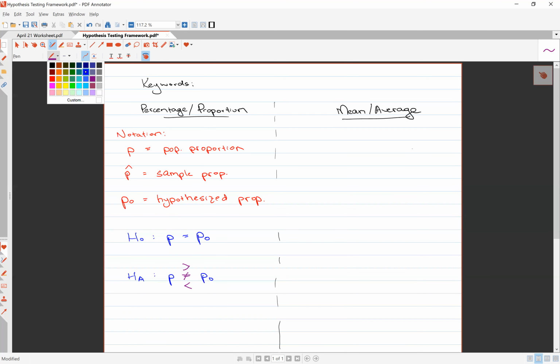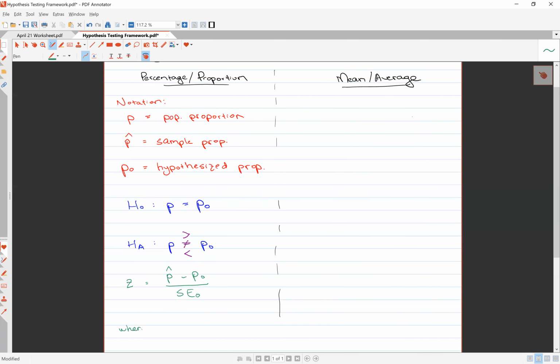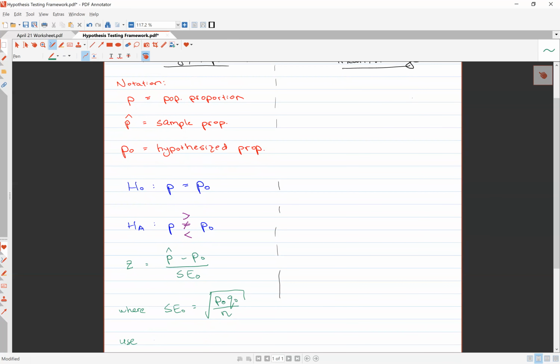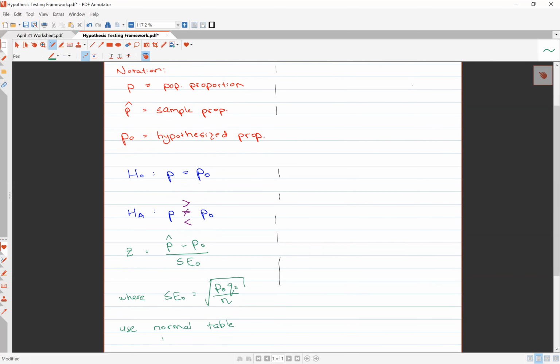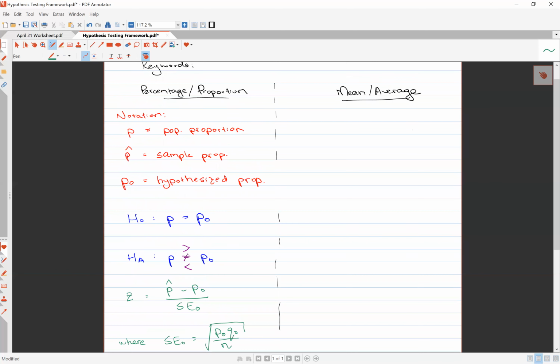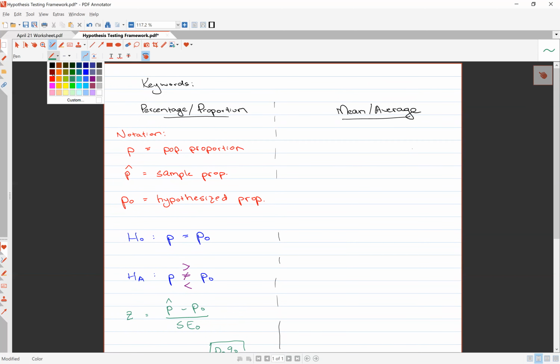And finally, your test statistic here is going to be a z statistic: p hat minus p0 over SE0, where that SE0 you calculate as the square root of p0 q0 over n. And you'll use the normal table to evaluate. Okay, so that's if it's about a percentage or a proportion.